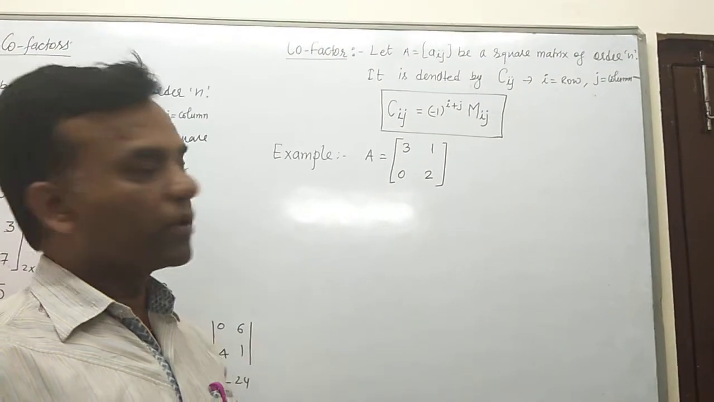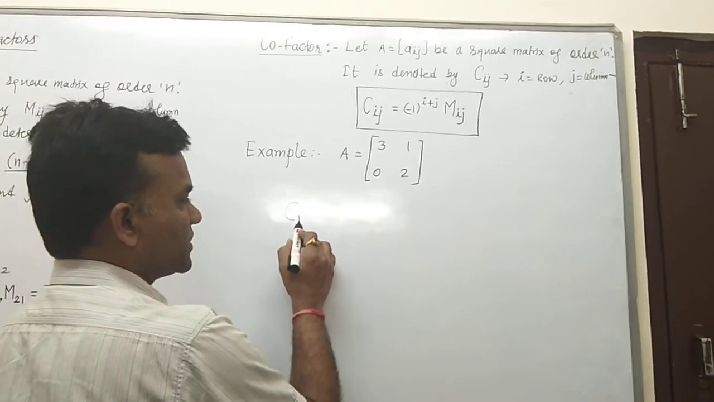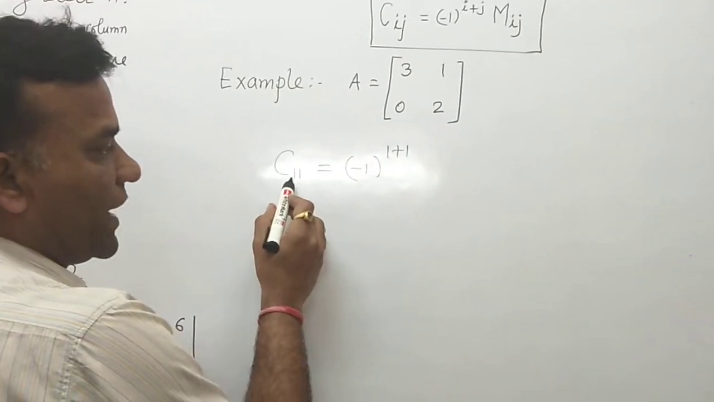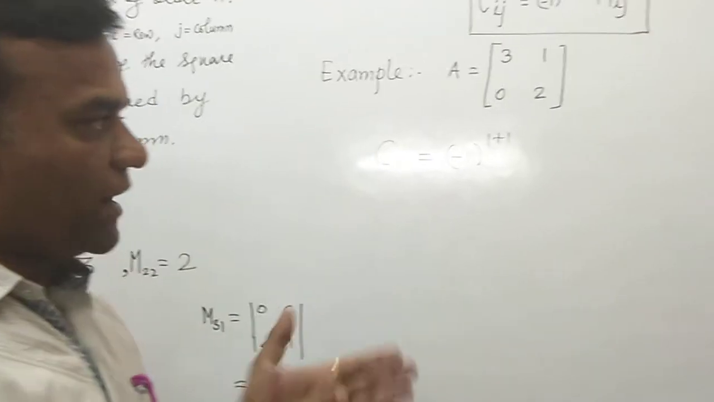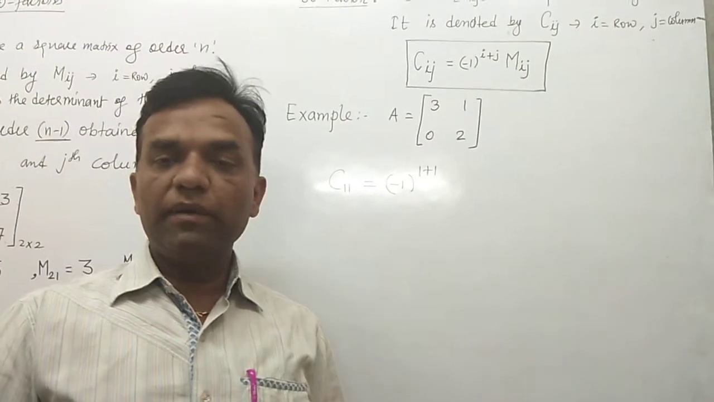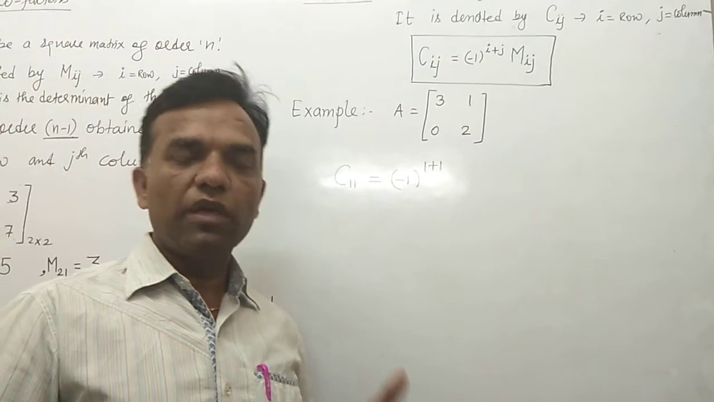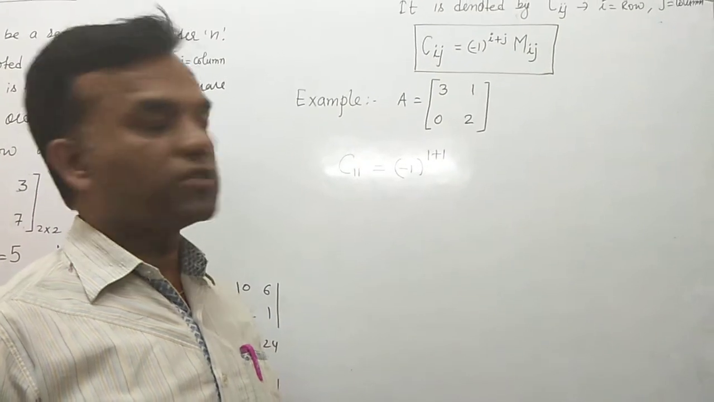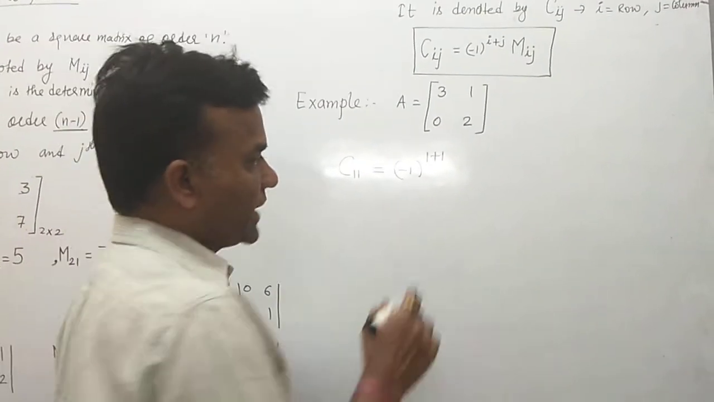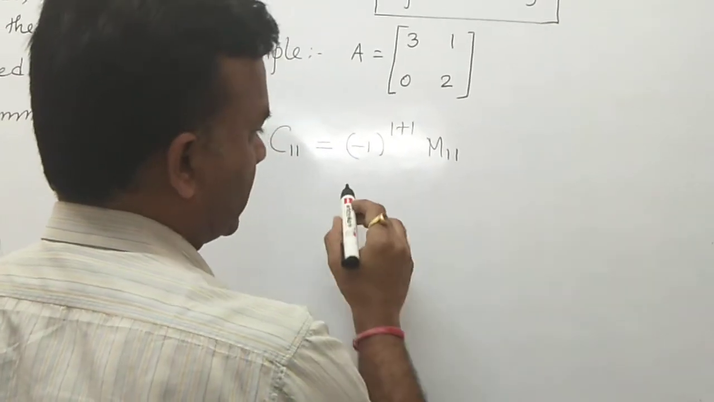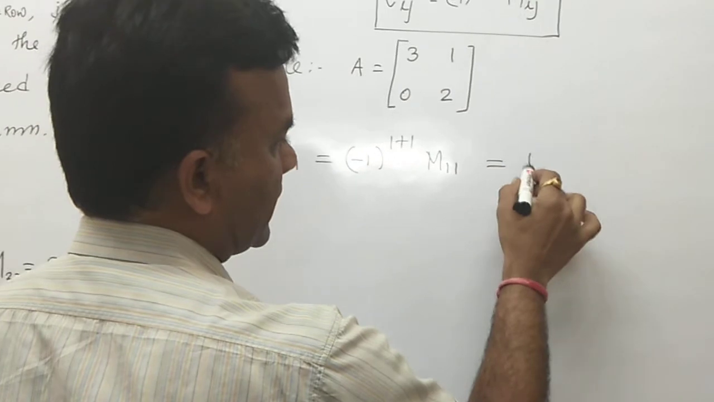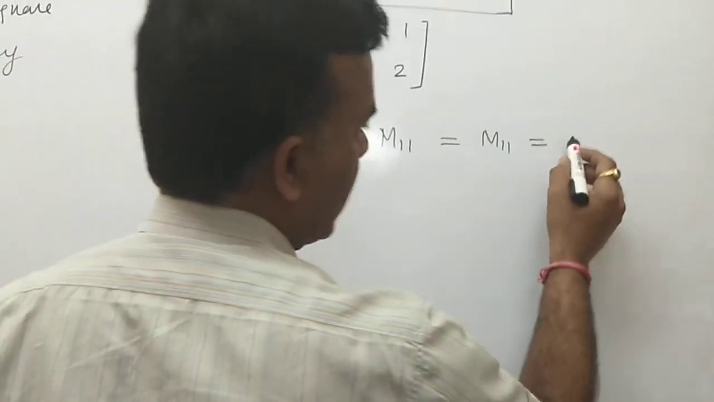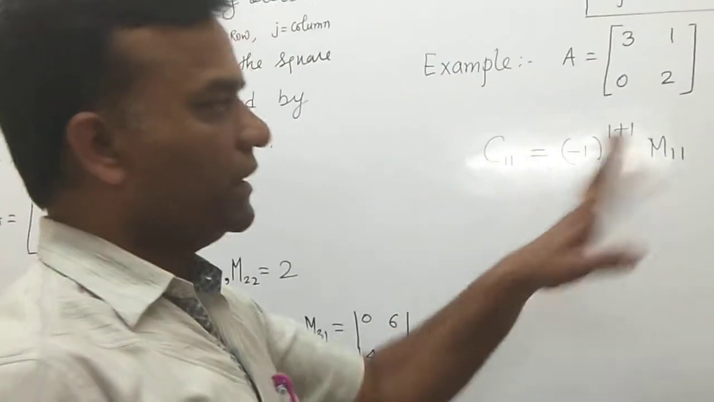Place value is important because you find, like, C11. So C11 means first you put minus 1 to the power 1 plus 1, because the value of row is 1 and value of column is 1. So for the addition of row and column, if the sum is even, then your answer is positive. If the sum is odd, then your answer is negative. So here minus 1 to the power 1 plus 1, the power is even, so your answer is positive. So you directly write down M11. So what is M11? First row and first column. It means your answer is 2. So C11 is the same as M11.